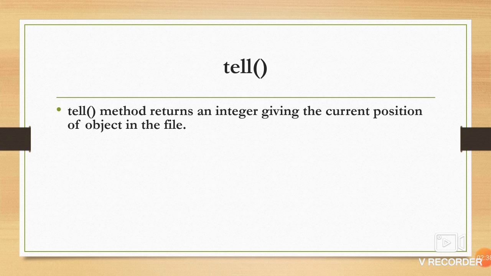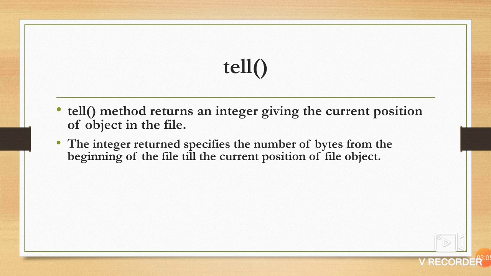Now we will see the tell method first. What is the use of the tell method? The tell method returns an integer giving the current position of the object in the file. It will provide you a number which gives the current position of the object in the file. That will be returned in the form of an integer by using the tell function.